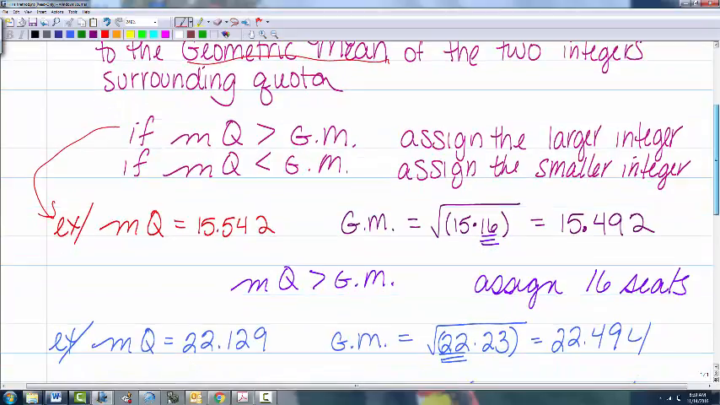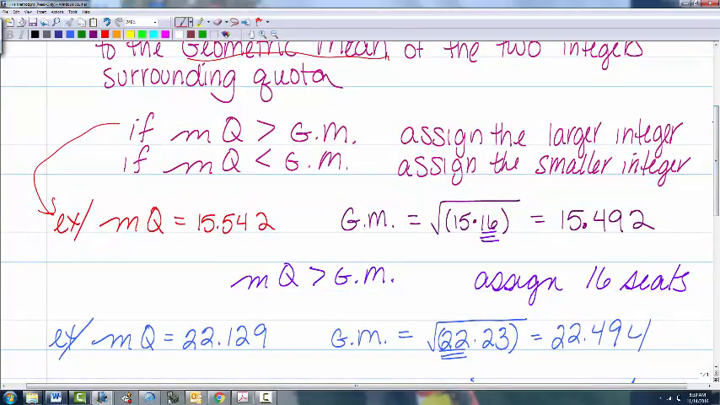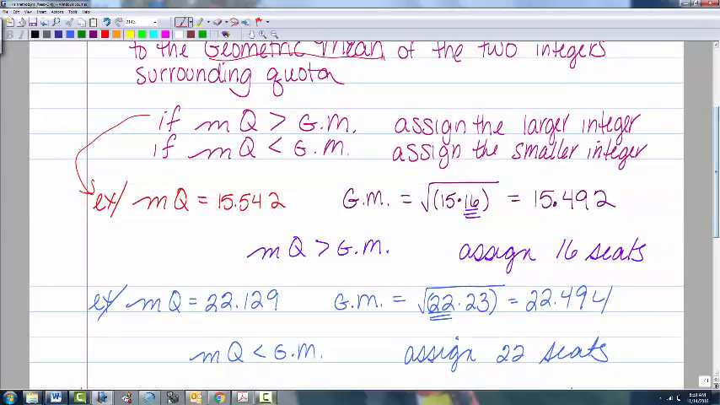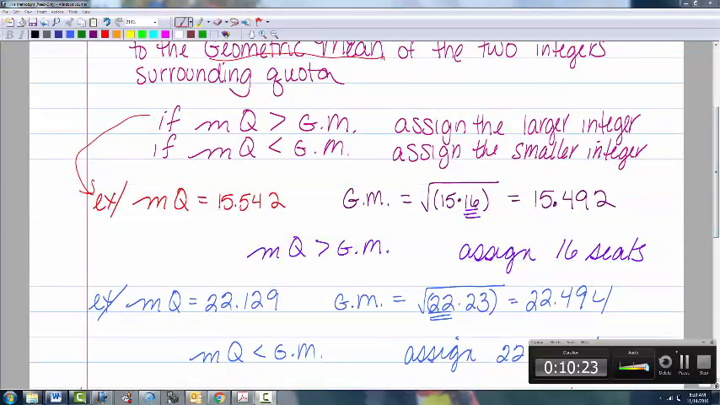Then an anti-example of that. Say you take a state's population divided by the divisor, whatever that may be, and you get 22.129. That's between 22 and 23. Take the geometric mean of that. This time the quota is smaller than the geometric mean. So therefore, we're going to go to 22 on that one. Okay, so much different method, most unique, a pattern that you have to have memorized.